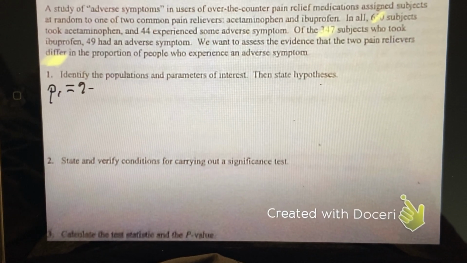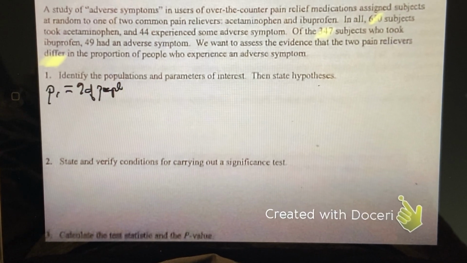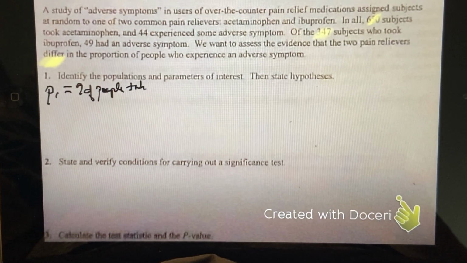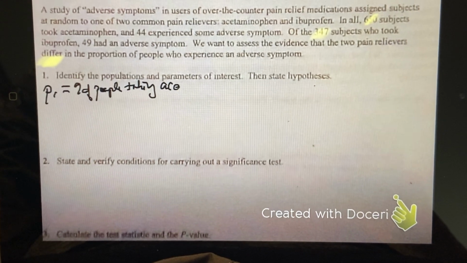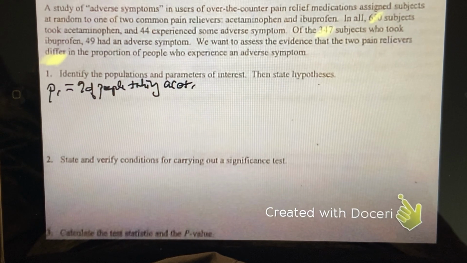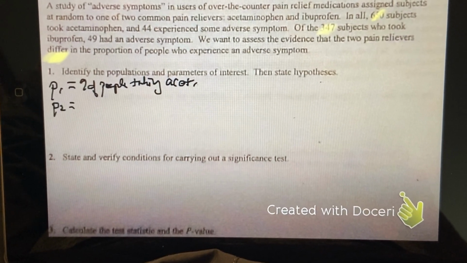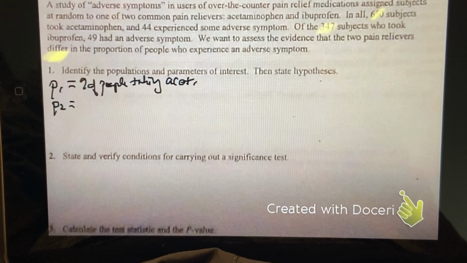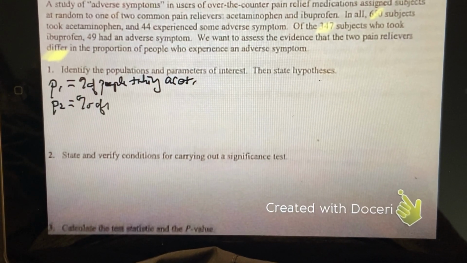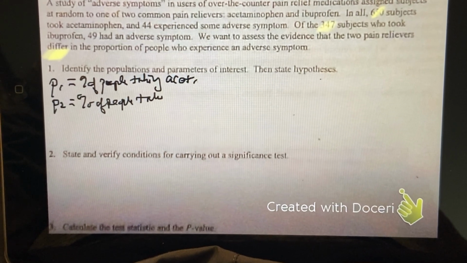So that's the percent of people taking acetaminophen. I'm going to abbreviate, if that's okay, because this is a little squished. And then the second population parameter, p2, is the percent of people taking ibuprofen.